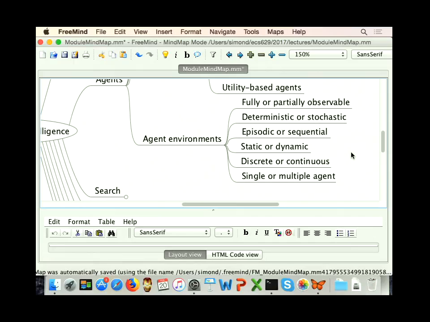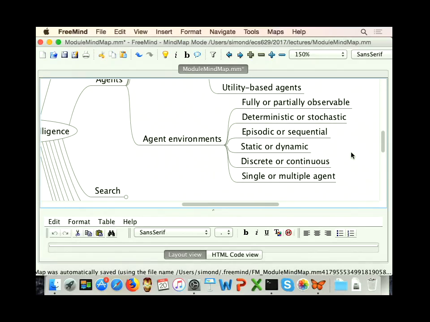Mm-hmm. Yeah, so if it's fully observable, your senses tell you what you need to know. You can see everything, there's nothing that's obscured or hidden, right? All the information which is relevant to the task you're supposed to be solving, which is either achieving your goals or optimizing your utility function, is available to you by observation, through your senses.